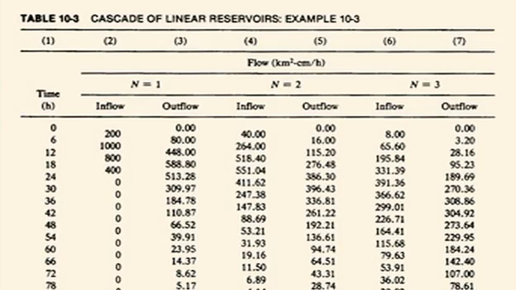Note that the peak outflow from the first reservoir is 588.8, and it occurs at 18 hours. The peak outflow from the second reservoir is 396.43, and it occurs at 30 hours. The peak outflow from the third reservoir is 308.86, and it occurs at 36 hours. These results show that the effect of the cascade is to provide a certain amount of diffusion at every step, with the corresponding increase in the lag of catchment response.